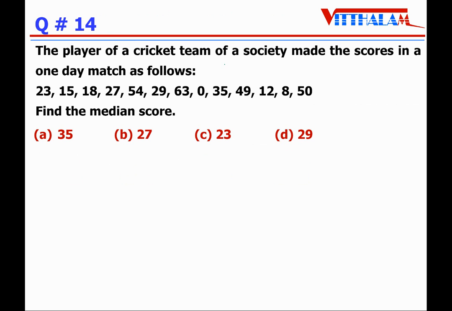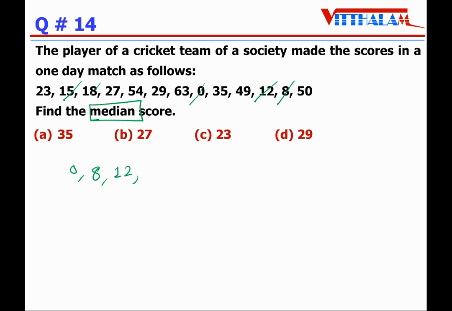the players of a cricket team of a society made the scores in a one-day match as follows. Find the median. Median means middle term. So to find out the middle term, first we have to arrange them in ascending order. So we should start with the smallest one. So the smallest one is 0. Next smallest one after 0 is 8. Then the next one is 12.